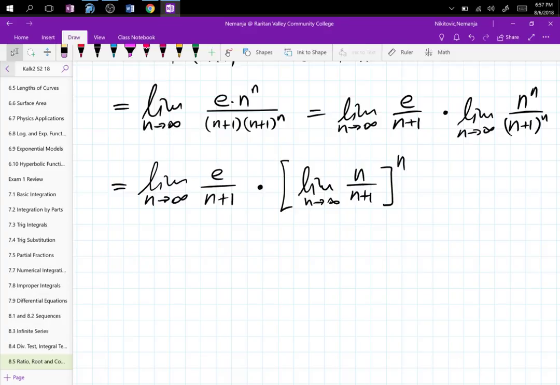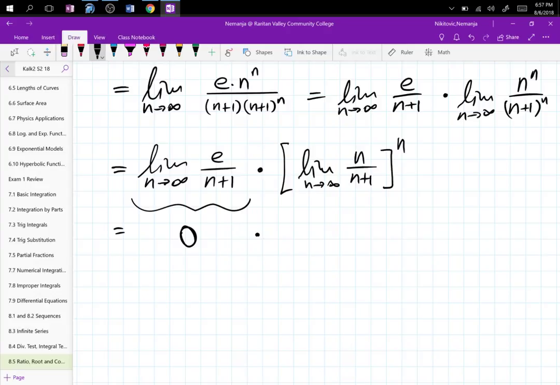So now, the first limit is 0. So this whole thing over here is a big fat 0 times, and the second limit is going to be 1 raised to the n.